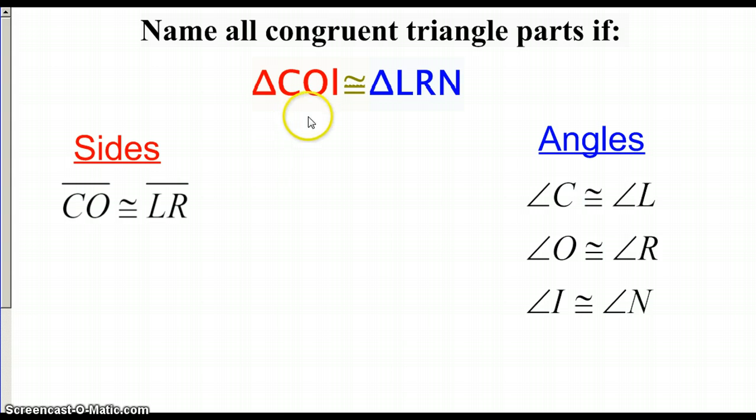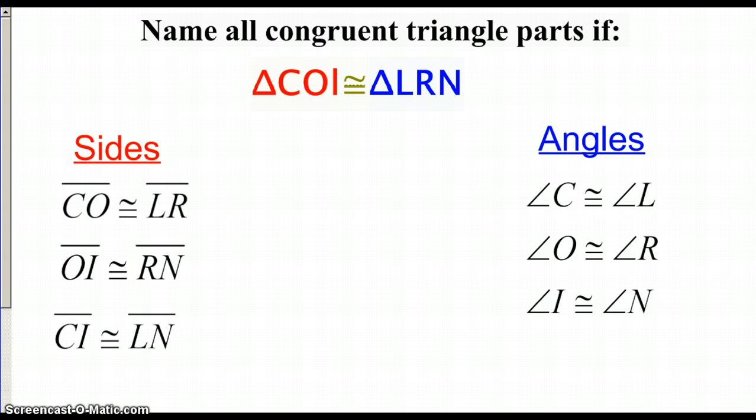If I say OI is congruent to what side of that triangle? Correct, RN. And CI would be congruent to, correct, LN. So if I ask you to list congruence parts, there's 6 parts to every triangle, 3 angles and 3 sides. For those figures to be congruent, all 6 parts have to be congruent.